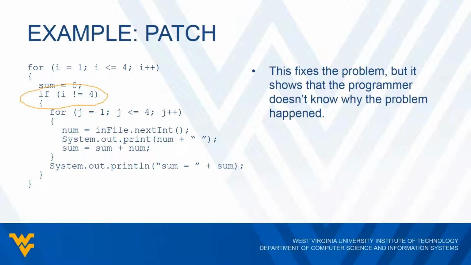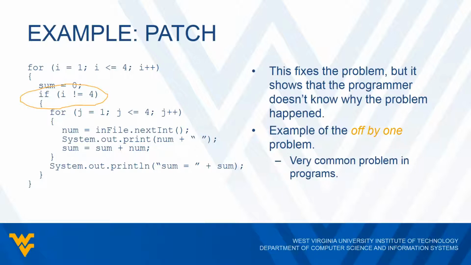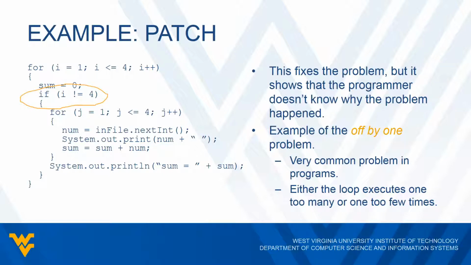This type of error that we're encountering is actually an example of the off by 1 problem. And this is a very common problem in our programs. The off by 1 problem is that our loop either executes 1 too many times or 1 too few times.